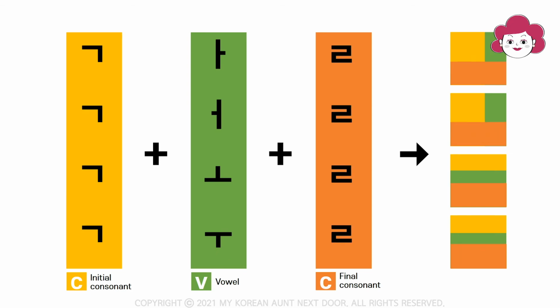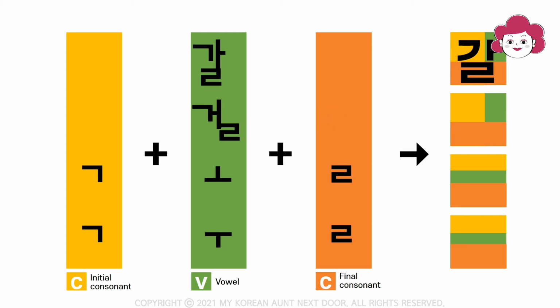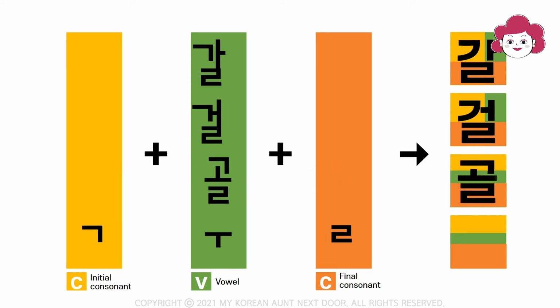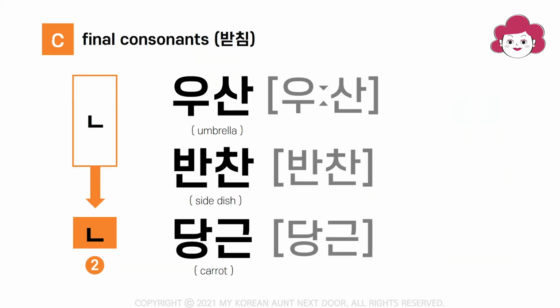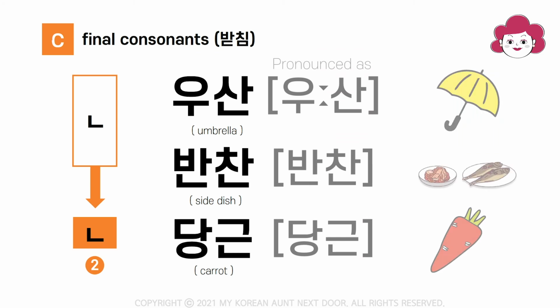Let's combine initial consonant 기역, vowels 아, 어, 오, 우, and the final consonant 리을. 그, 아, 을. 갈. 그, 어, 을. 걸. 그, 오, 을. 골. 그, 우, 을. 굴. Let's take a look at words with 니은 final consonant.